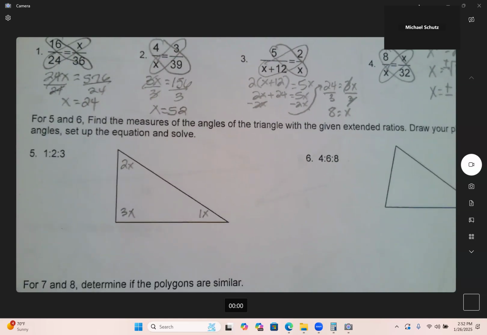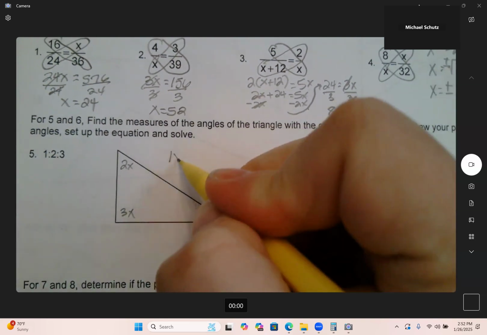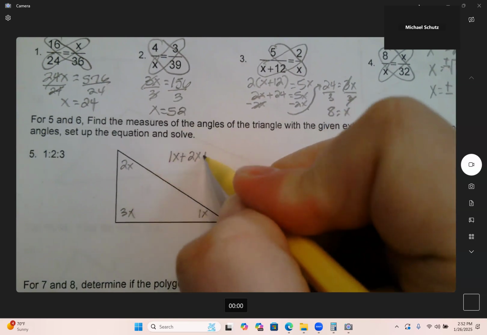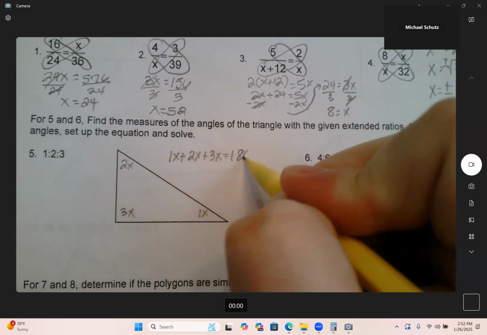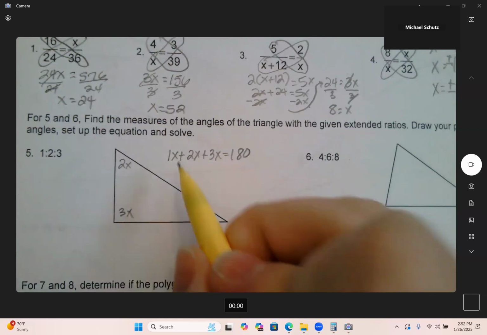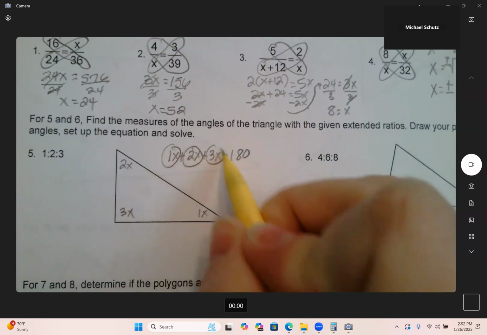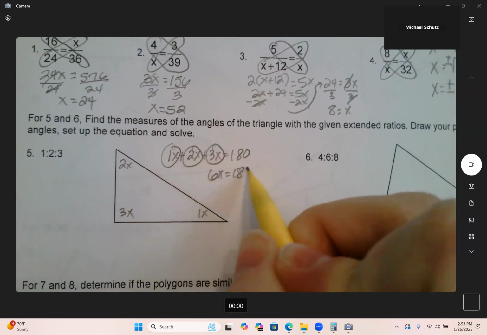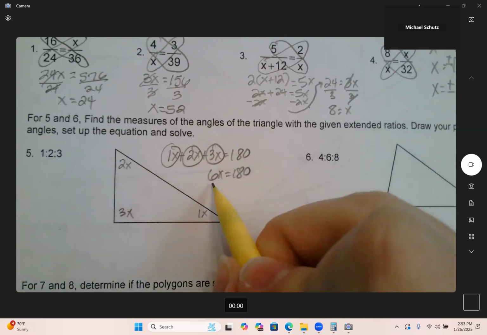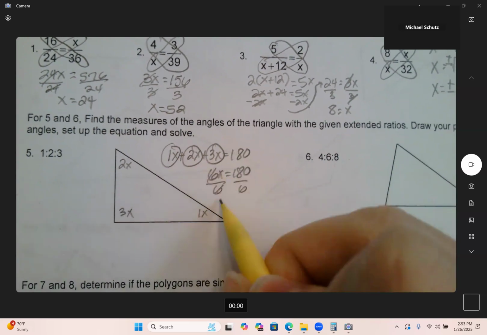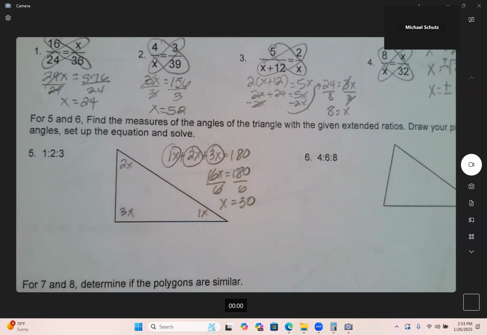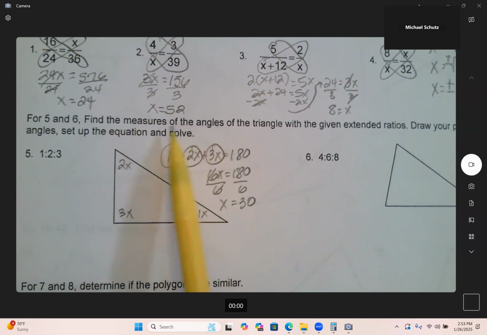So we know that the three angles of a triangle have to add up to 180. So my equation would be 1x plus 2x plus 3x equals 180. So these are all like terms. 1x plus 2x plus 3x is 6x. Now we're going to divide both sides by 6. 180 divided by 6 is 30. And it did say set up the equation and solve. And then in the directions, it did say find the measures of the angles.